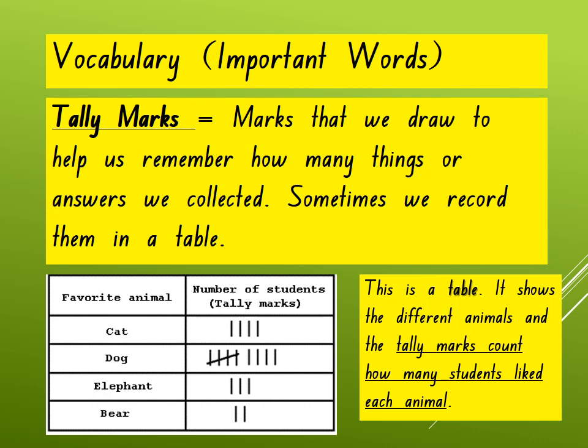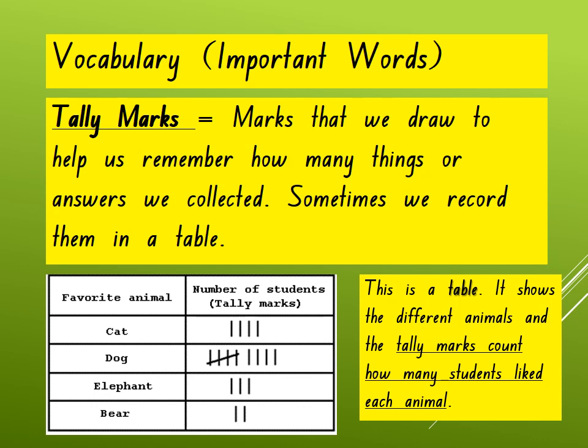So I can see by counting that there are 4 tally marks next to cat. So 4 people must have cat as their favourite animal. Then for dog, I can see that there's a group of 5 tally marks, 1, 2, 3, 4, and 5 going across, and then there's 4 more. So 1, 2, 3, 4, 5, 6, 7, 8, 9. So 9 people have a dog as their favourite animal.